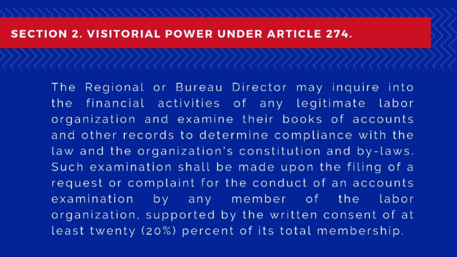Section 2. Visitorial power under Article 274. The regional or bureau director may inquire into the financial activities of any legitimate labor organization, and examine their books of accounts and other records, to determine compliance with the law and the organization's constitution and bylaws. Such examination shall be made upon the filing of a request, or complaint for the conduct of an accounts examination, by any member of the labor organization, supported by the written consent of at least 20% of its total membership.